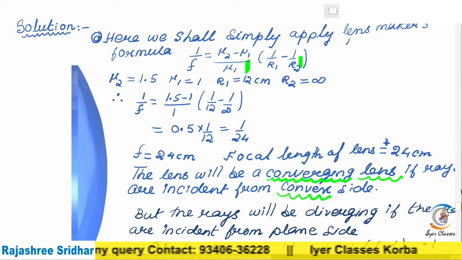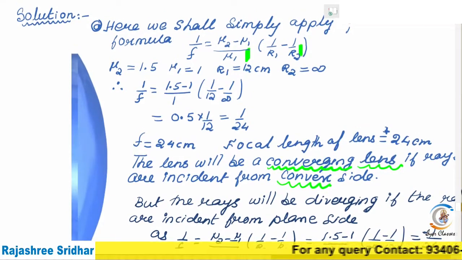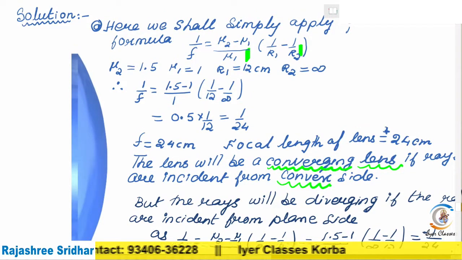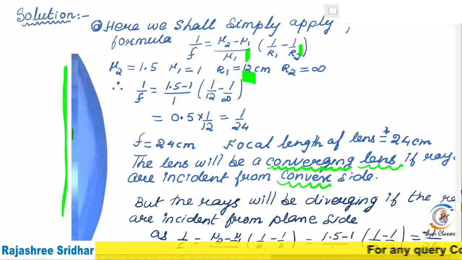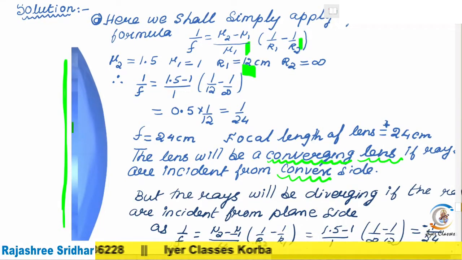The value of mu2, which is glass, is 1.5. Mu1, if nothing is given, has to be taken as 1. If I consider the convex surface to be the first surface, R1 will have a value of 12 centimeters. R2 is plane, so it has to be taken as infinity, right? Now when I apply this to the lens formula, I get the focal length as 24 centimeters.